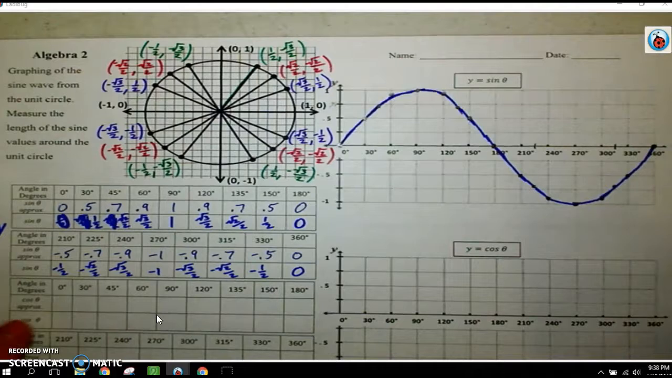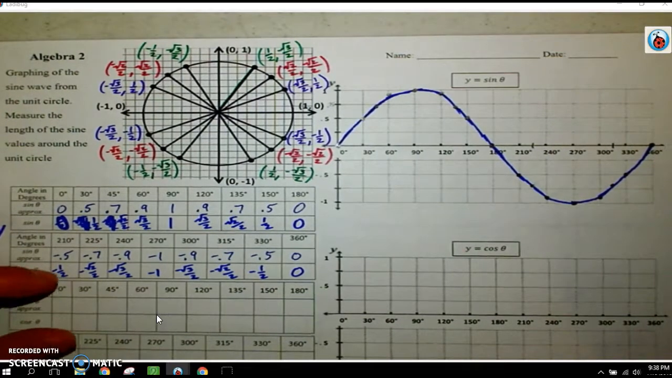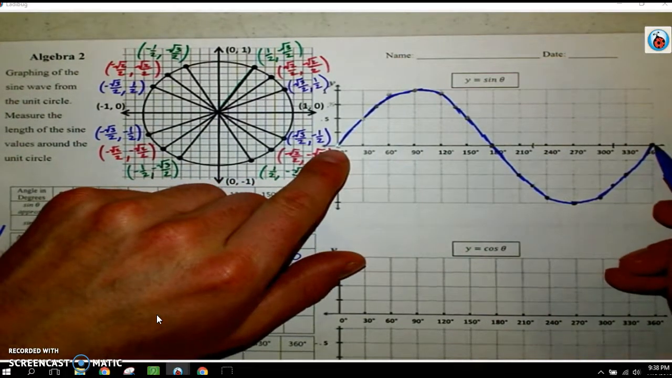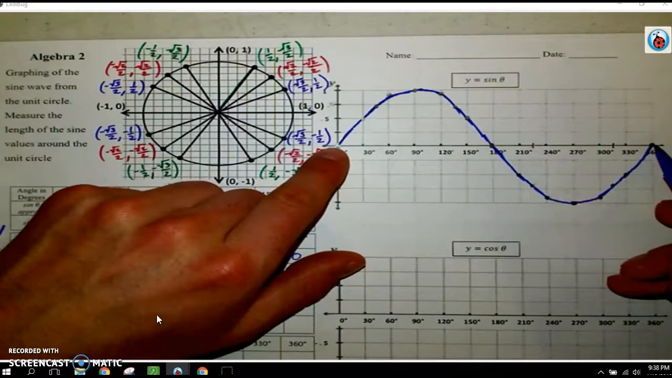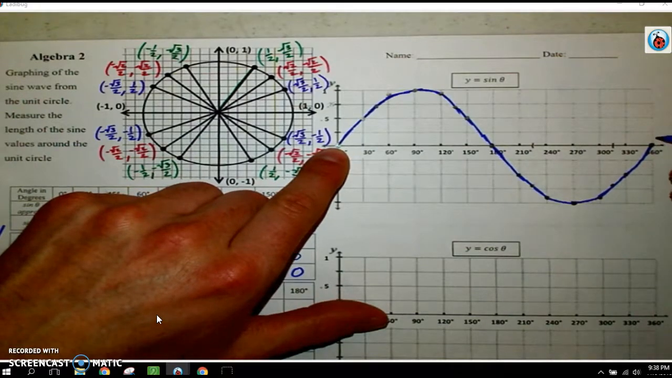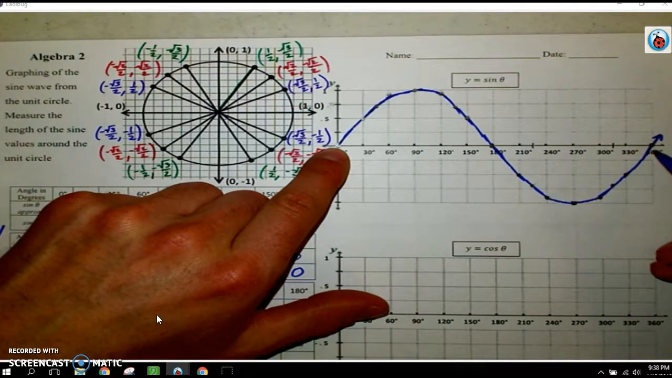And so a couple of things that I'd like to talk about at this point. I am graphing one period of this graph starting at 0 and ending at 360. Because at this point, the graph would keep going up this way if I were to graph more points. But we call this one period because at 360 degrees, once I pass that, the graph starts to repeat itself.